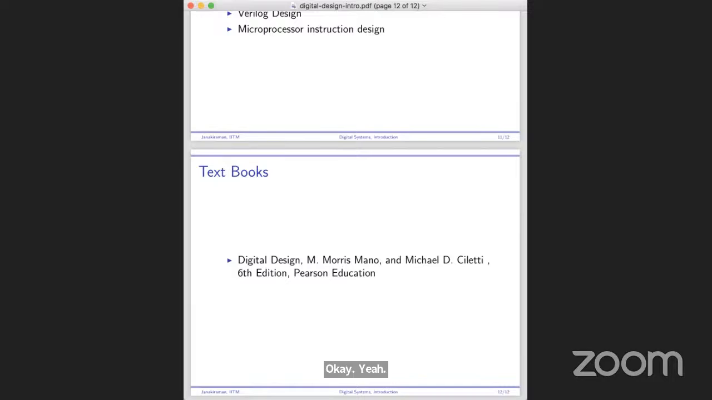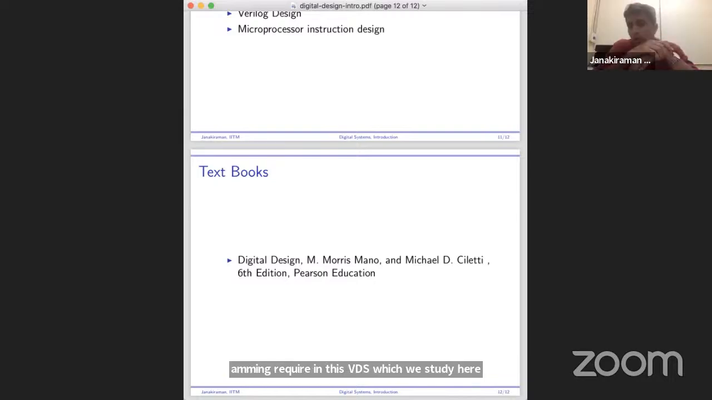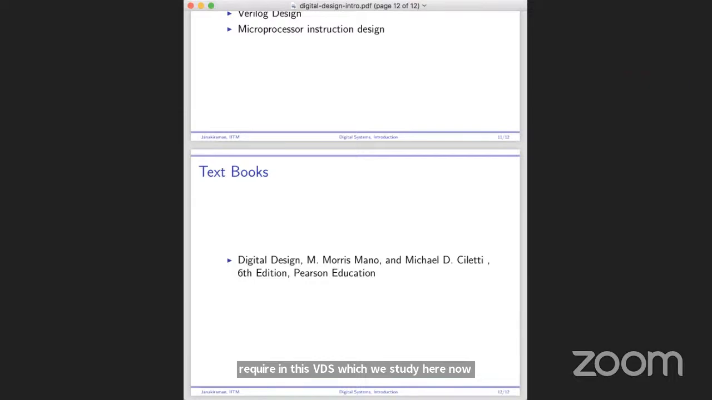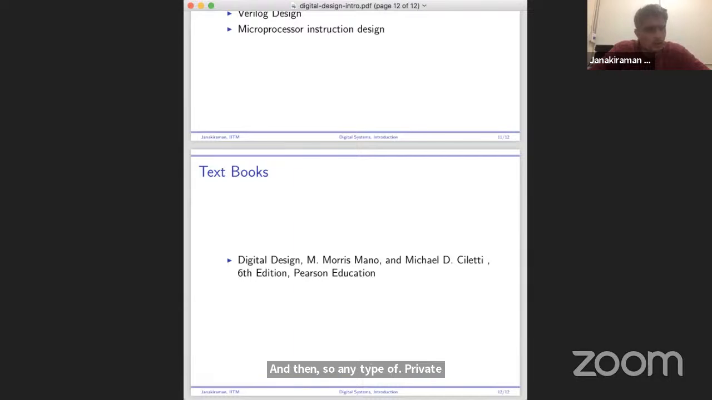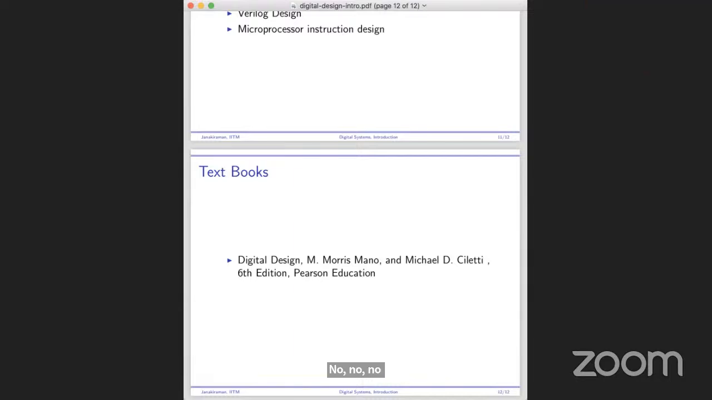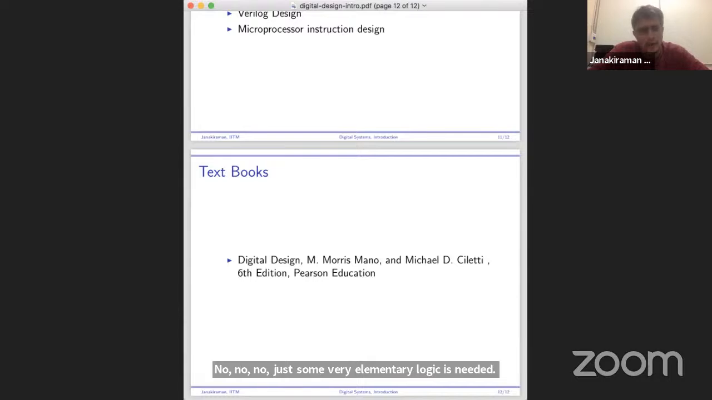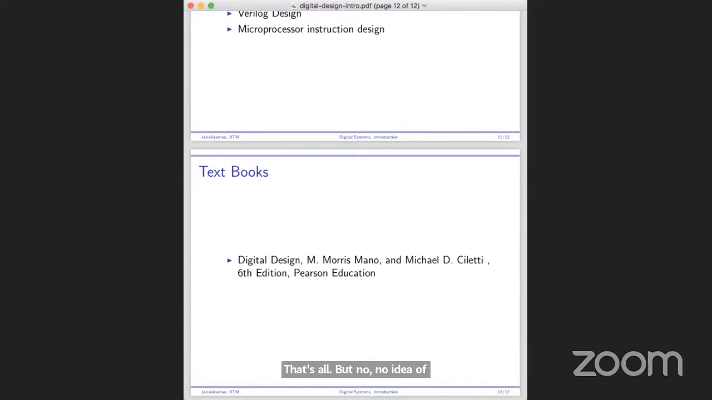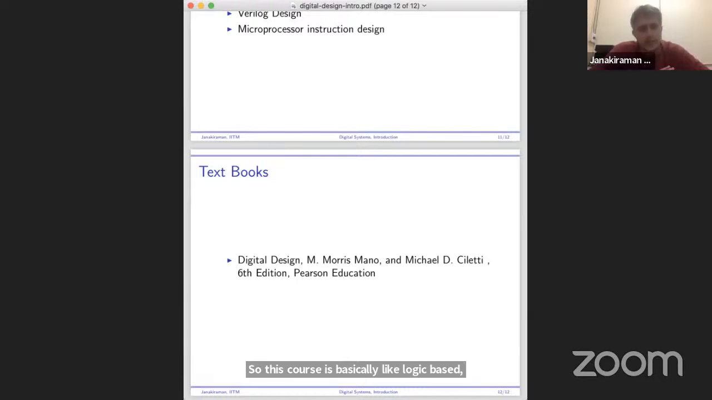Sir, does this course require programming? Can you repeat the question? Would any type of programming be required here, for counting anything or for any digital system? No. Just some very elementary logic is needed. That's all, but no programming. Sir, so this course is basically logic based, right? Yes, it is logic design. Exactly, that's what it is.